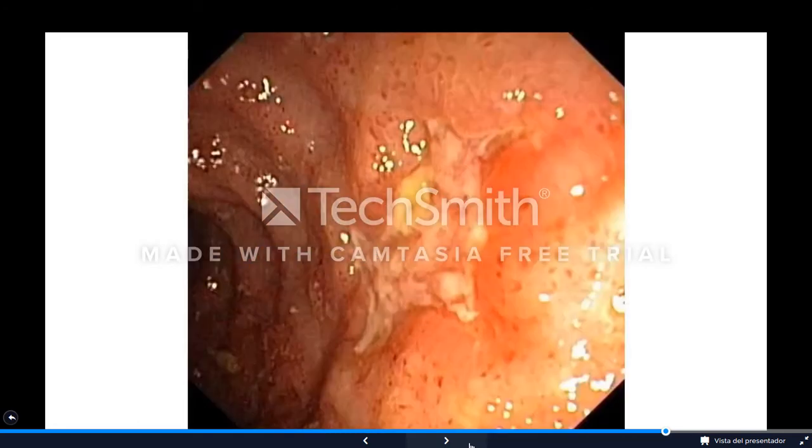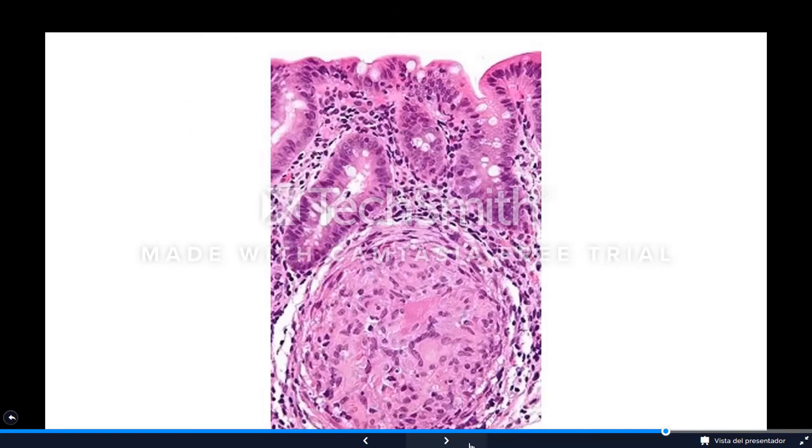The types of Crohn's disease. There are several types of Crohn's disease depending on what part of the GI tract is involved.